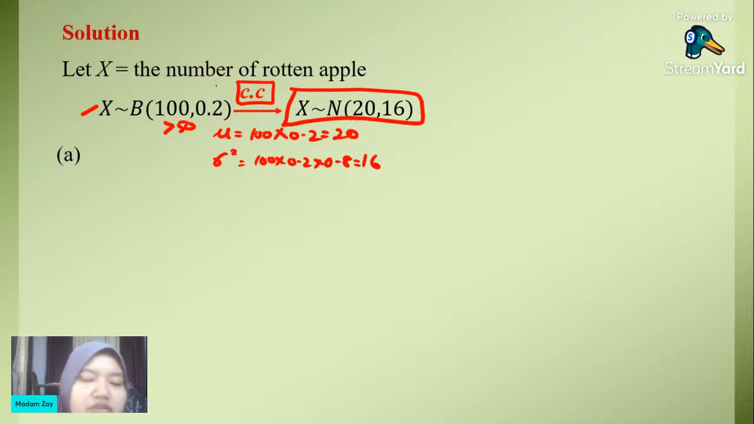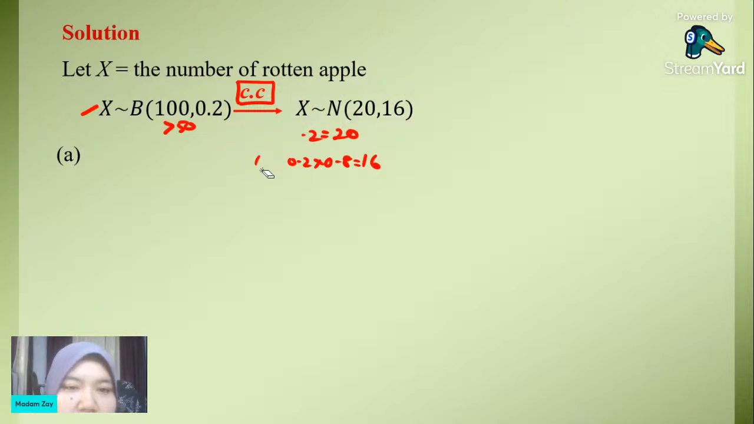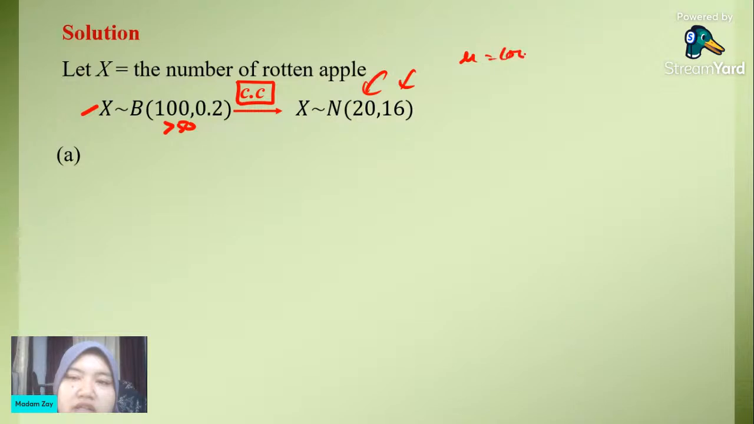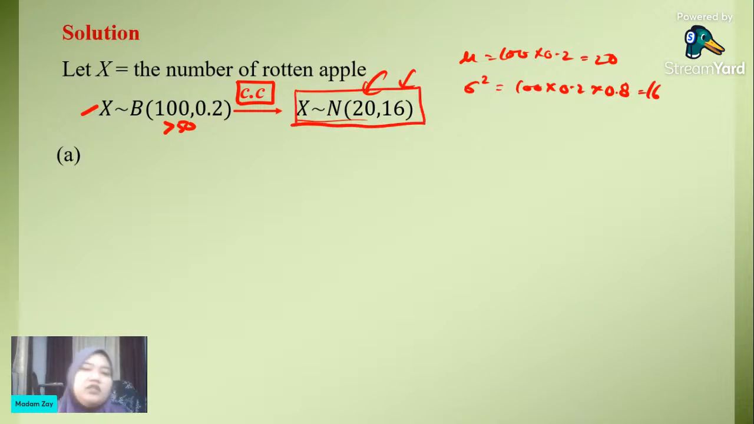Okay, so now we can continue with solving the question lah. So what are the questions? First of all, do we need to show how we find the mean and sigma square? So we can show mu is equal to 100 multiplied by 0.2 equal to 20. Sigma square equal to 100 multiplied by 0.2 multiplied by 0.8, which is equal to 16. But if you didn't write X is normal with this value, then you cannot have the marks. So make sure you write down this part, X is normal, after the continuity correction.